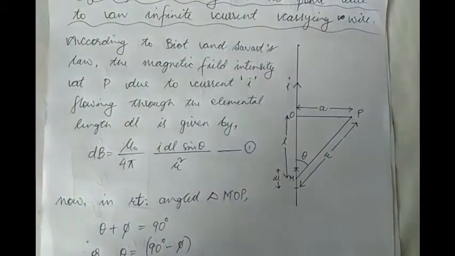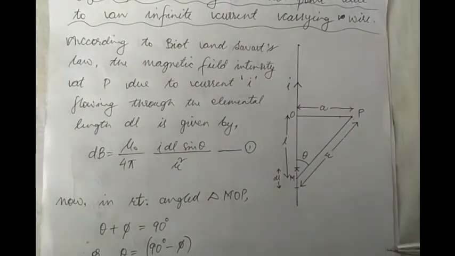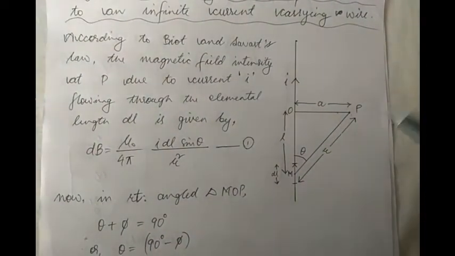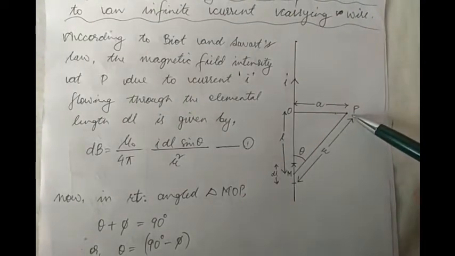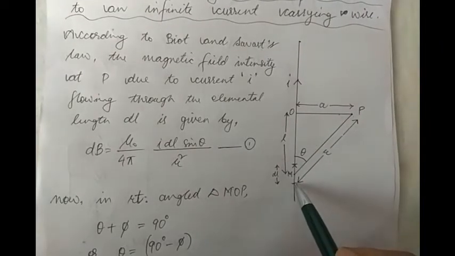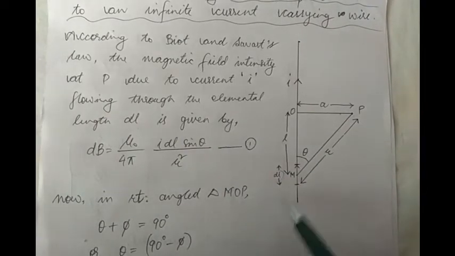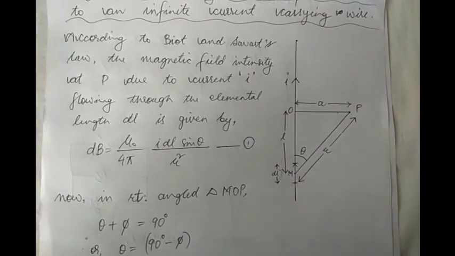In order to find the magnetic field intensity at point P due to the whole wire, what Biot-Savart's law tells us is that first we have to find the magnetic field intensity at point P due to a small current element, IDL. Remember, current multiplied by the elemental length is called the current element. DL itself, only DL, is called the elemental length, don't forget. So first we want to find the magnetic field intensity at point P due to this elemental length DL.